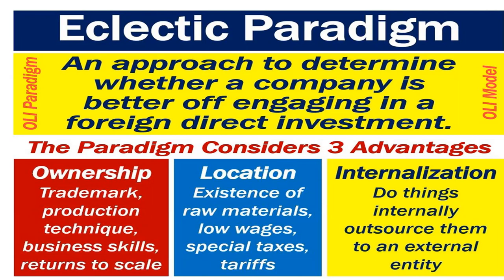First one is ownership. Ownership includes the trademark, production technique, business skills, and returns to scale. This comes under the ownership factor. Then we have location factor. Location factor includes the existence of raw material, low wages, and special taxes, tariffs. This is covered under the location.